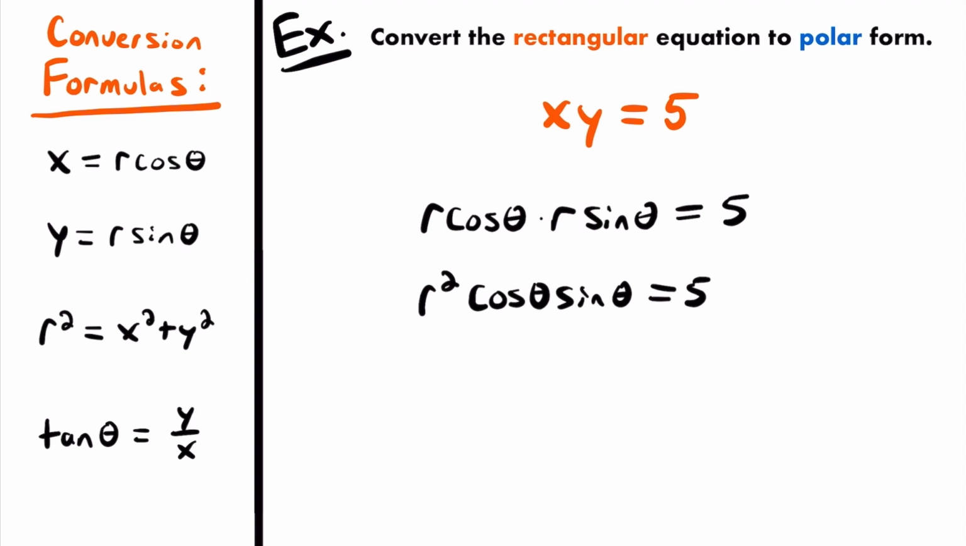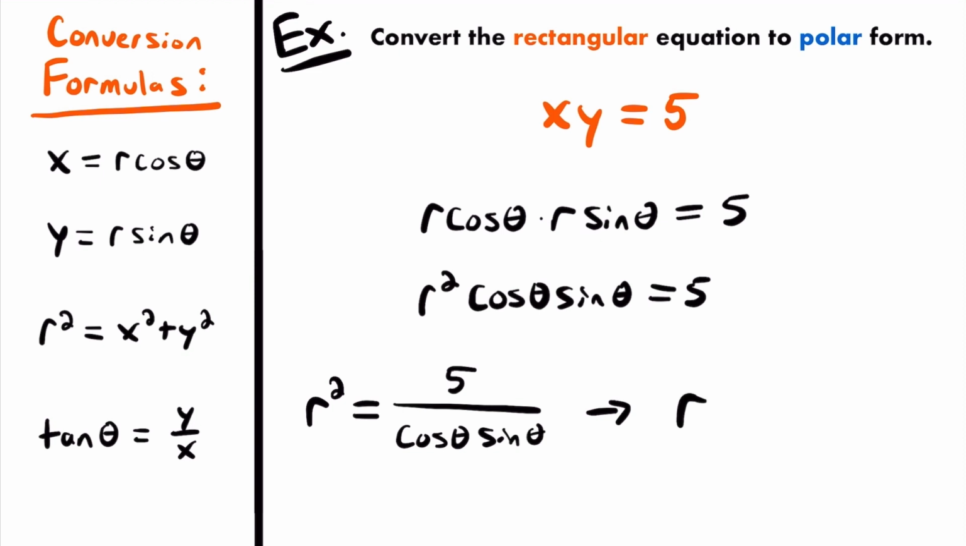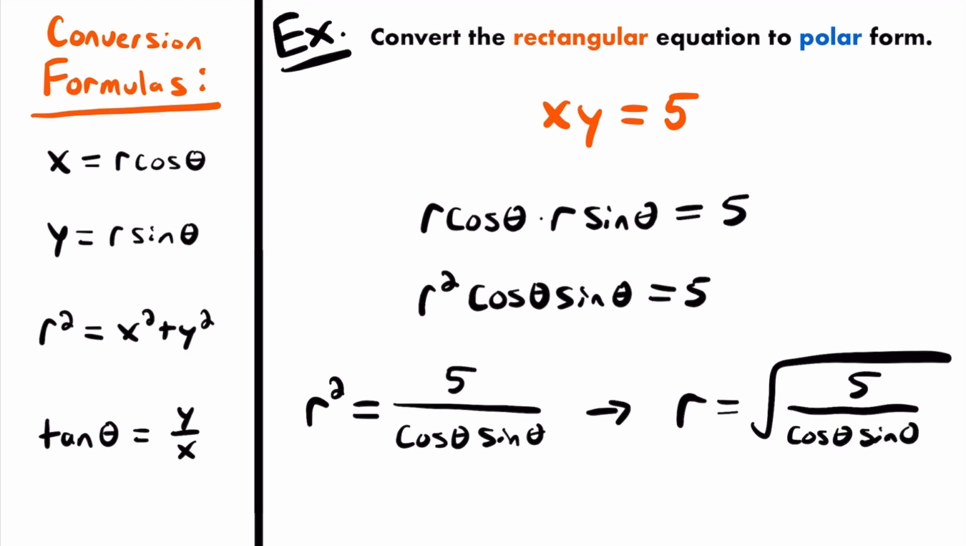All right, so now at this point, our goal should be to try to solve for r. So I think the first thing that we can do to accomplish that is divide both sides by cosine theta times sine theta. So if we do that, we'll have r squared is equal to 5 divided by cosine theta times sine theta. And now what we can do is take the square root of both sides, and we will have solved for r. So r is equal to the square root of 5 divided by cosine theta times sine theta.